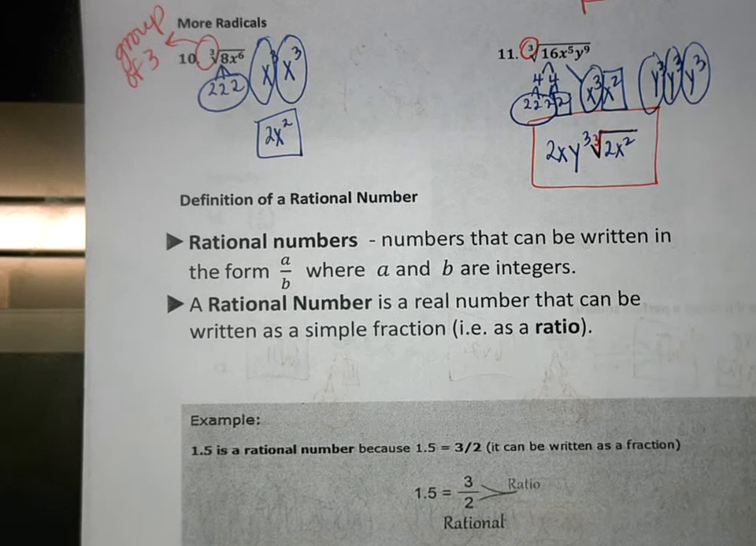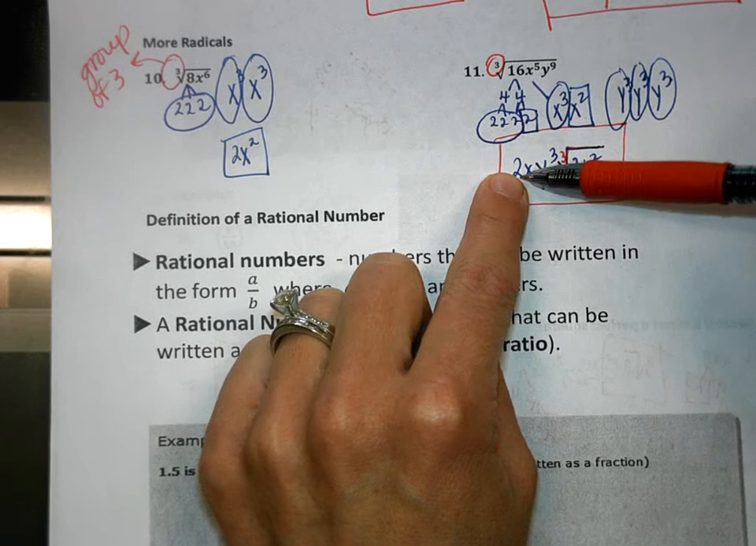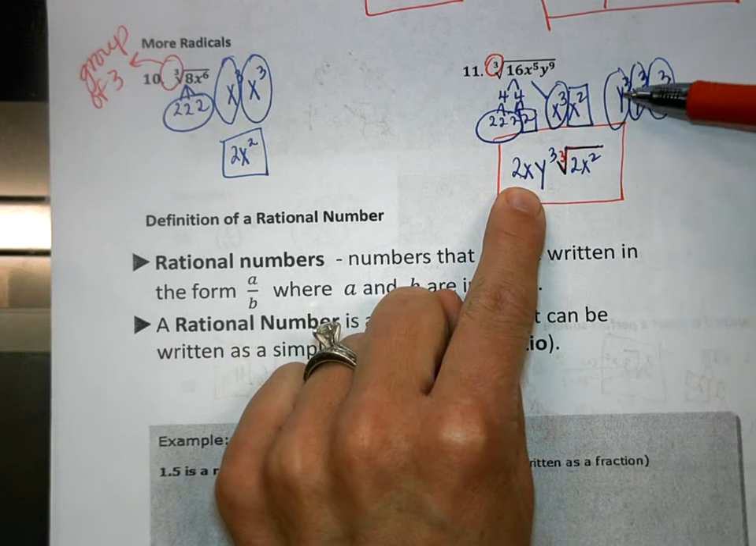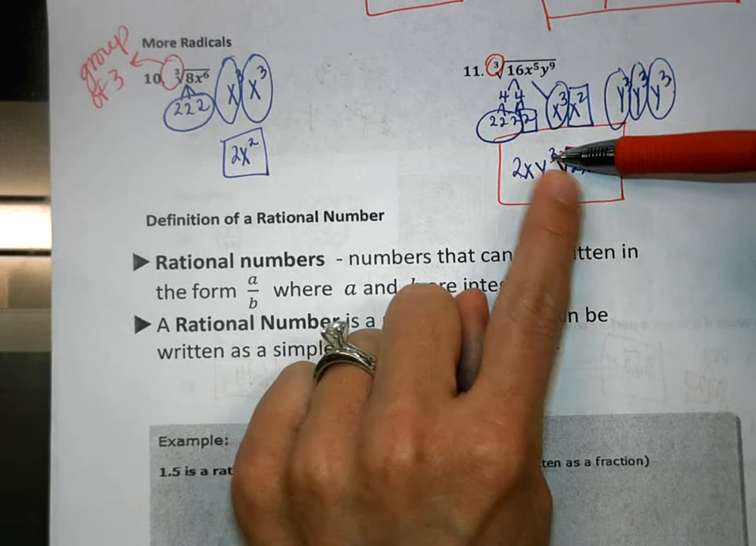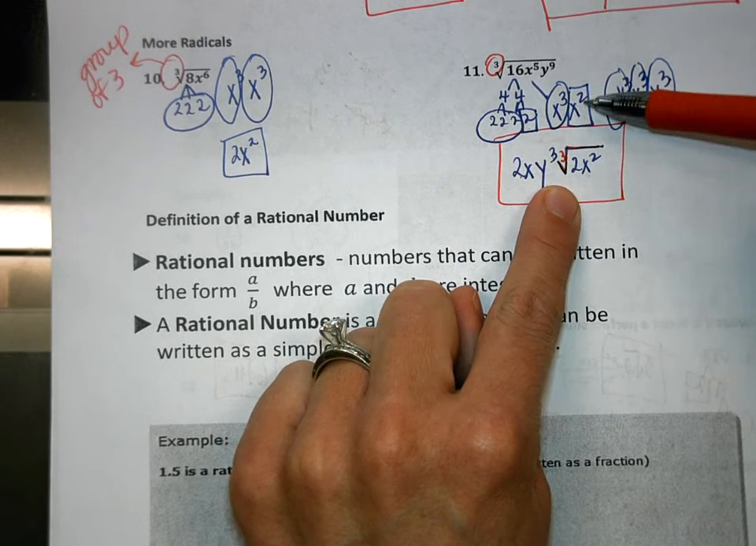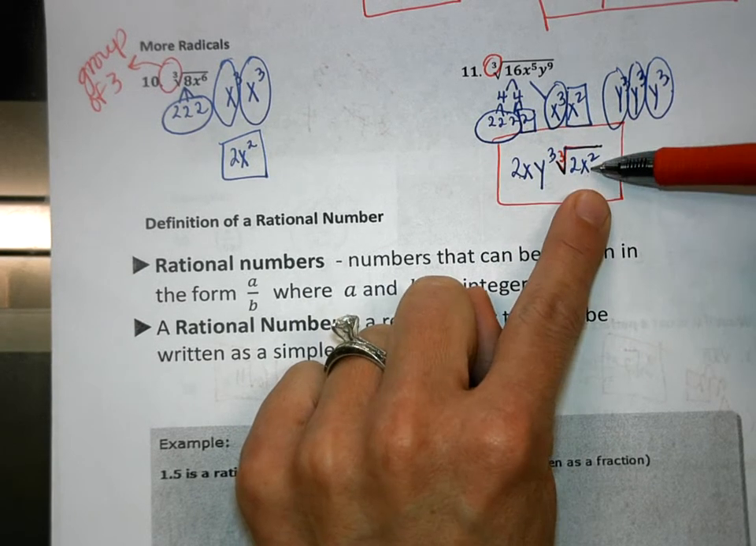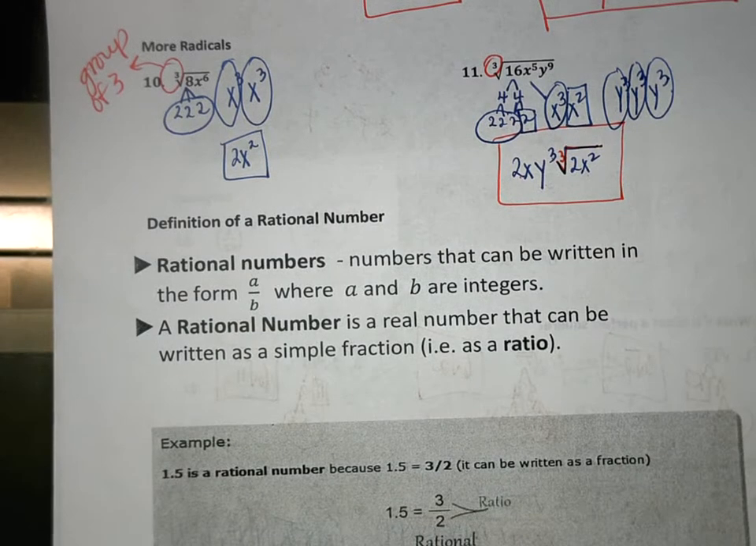So let's just make sure we understand. I had a group of 2's, which makes this a 2. I had one group of x's, which makes this just an x. I had 1, 2, 3 groups of y's, which makes y to the 3rd. These boxes were left over, so I have to write the cube root, and 2 was left over, and x squared was left over. Do we have questions? Okay.